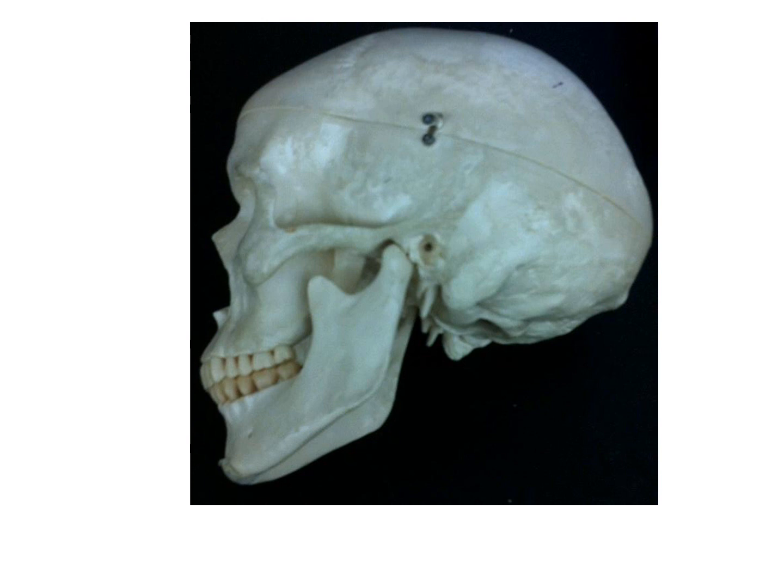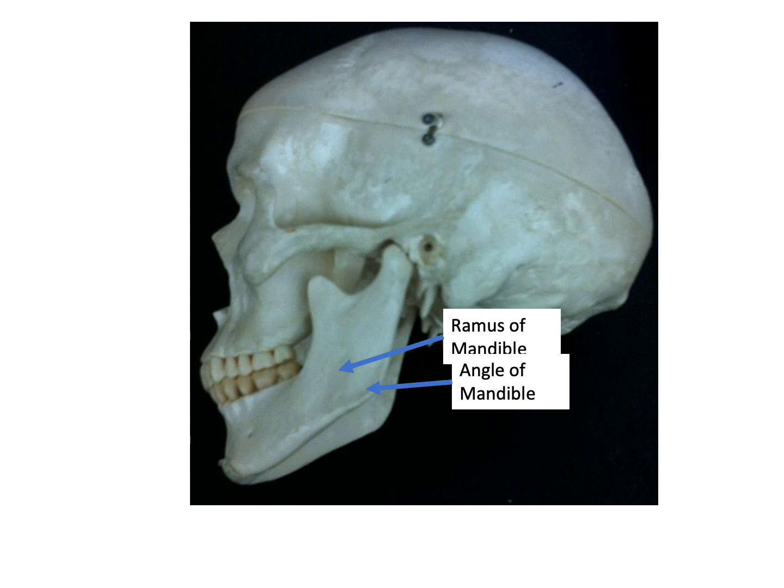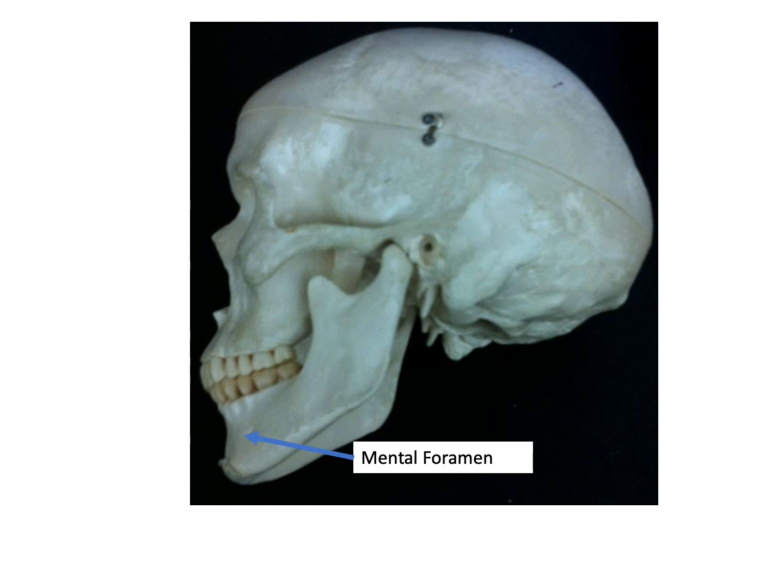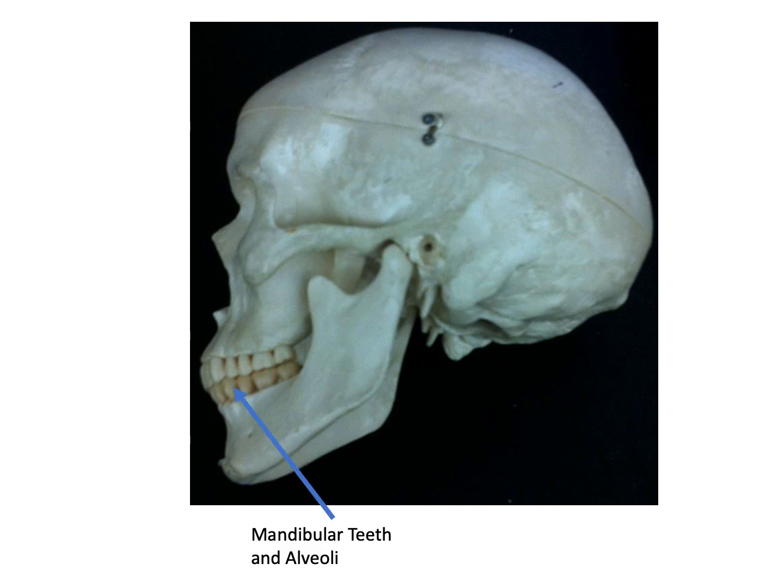Moving to the lateral view of the skull, looking at the facial bones, we will see the angle of the mandible, the ramus of the mandible, the mandibular condyle, the temporal process of the zygomatic bone, the mental foramen, and then we will see the mandibular teeth and alveoli, and maxillary teeth and alveoli.